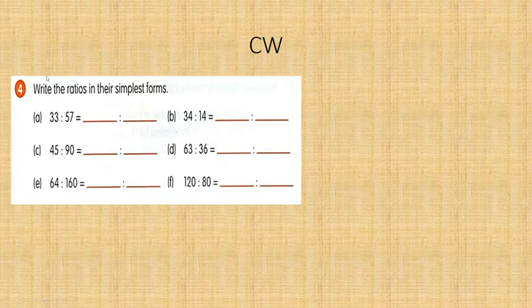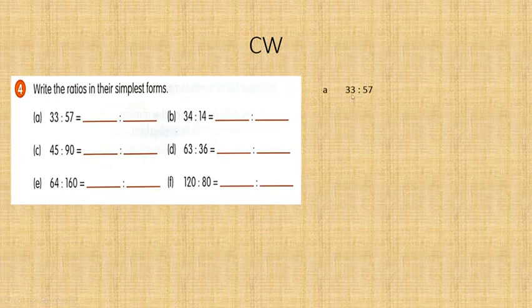Okay, so question number 4 here, he needs to write the ratios in their simplest form. So question number A is going to be 33 to 57. Guys, by the way, I'm going to give you a key to solve these questions. The key is just to memorize the divisibility rules or understand them very well so that you can use them here in simplifying ratios. So here 33 to 57, both of them are in table 3.